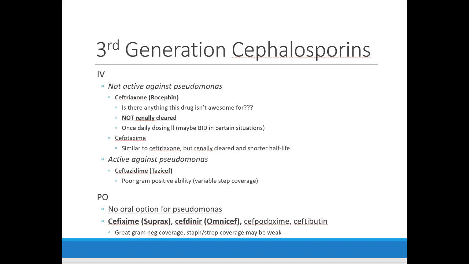Third generation split into two categories. The first are not active against Pseudomonas, but still highly useful. And ceftriaxone is really the drug we're most caring about here. Ceftriaxone is Rocephin. Rocephin is one of the most versatile antibiotics we use. It's highly effective as a community-acquired pneumonia agent. It covers Streptococcus pneumoniae quite well. It also has really good gram-negative coverage.